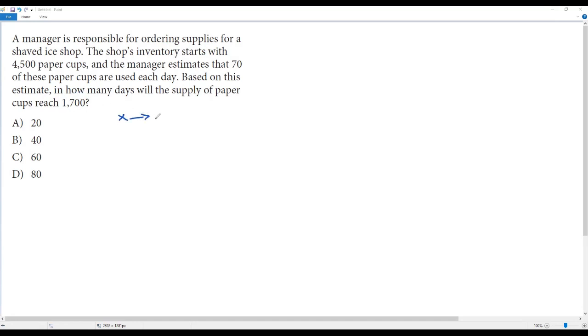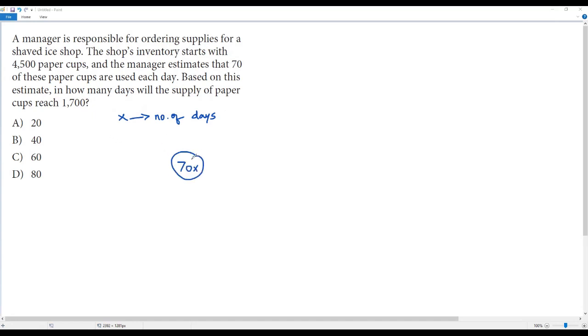Let me assume x is the number of days. Let me write the stuff over here. Each day 70 paper cups are used. Then how many paper cups will be used in x number of days? We have to multiply the number of paper cups used each day by the number of days x. Then we get 70x. This is the total number of paper cups used in x number of days.